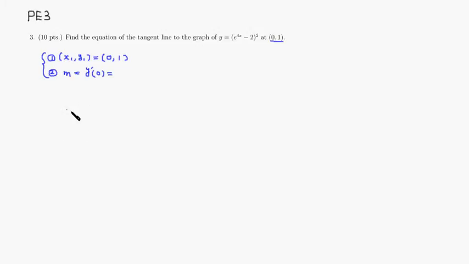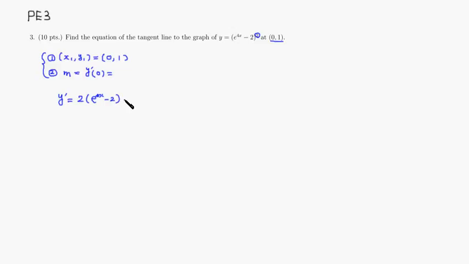So first we have to find the derivative. So y prime is equal to... This is the general power rule. You have a power of 2, so put the power in front, 2. Keep the same quantity, e to the 4x minus 2, and subtract 1 from the power, which is going to be 1. I'm not going to write that.